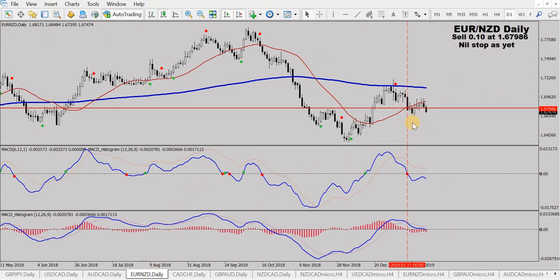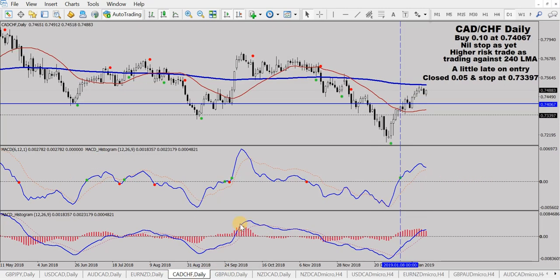Euro New Zealand, in a sell here. Went against me a little bit, but coming down nicely now. So you can look at the other indicators. CAD Swiss in a buy here, heading up to the 240 nicely. And you can read my notes, a little late on entry, already closed half, stop in place.